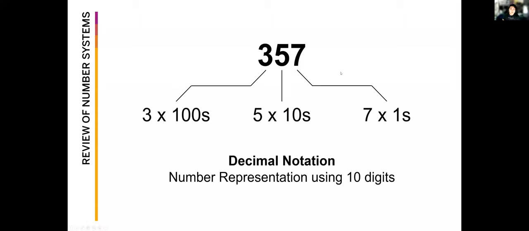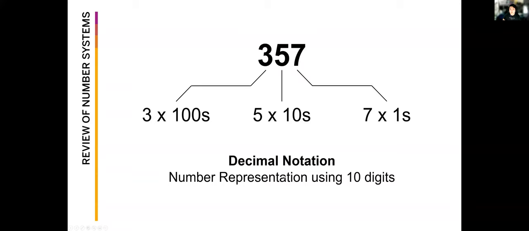And 357 means that we have 3 hundreds, we have 10s, we don't say 5 10s, but we have 50 as a number for that. And we have 7 1s. We don't say 7 1s, but we'll just say 7. So this is the representation, or this is what 357 represents: that we have 3 100s, we have 5 10s, and we have 7 1s. And this exact notation is what we call the decimal notation.